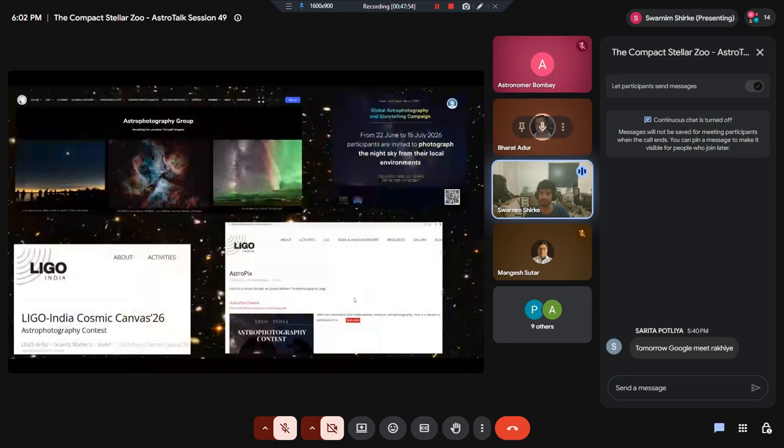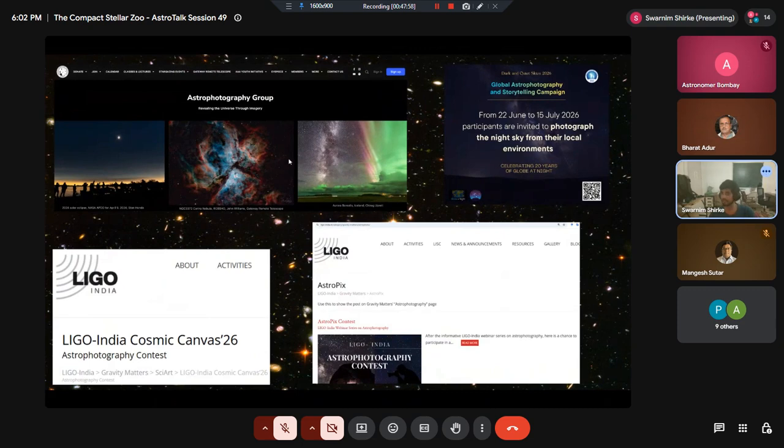I just wanted to leave with something that I saw on the AAA website, that the members are involved with astrophotography. There are some astrophoto events that I know. LIGO India, the gravitational wave science collaboration, also conducts astrophotography contests. There is another one, the Global Astrophotography Campaign, which is being run by the International Astronomical Union. This is something I wanted to highlight.